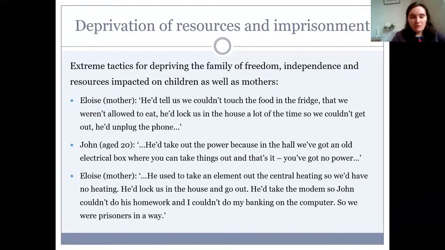He'd unplug the phone. He'd take out the power because in the hall we've got an old electric box where you can take things out and that's it. You've got no power. He used to take an element out of the central heating so we'd have no heating. He'd lock us in the house and go out. He'd take the modem so John couldn't do his homework and I couldn't do my banking on the computer. So we were prisoners in a way.